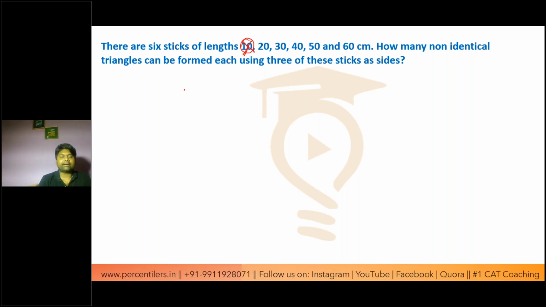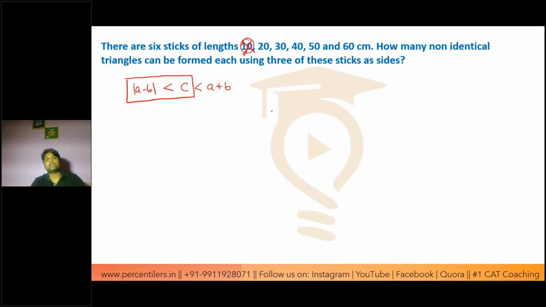So everybody knows that the third side is less than the sum of the other two sides, but is also greater than the difference between the other two sides. Everybody knows this, so I'm going to start from here, especially this part. So you can see the numbers are 10, 20, 30, 40, 50, 60.